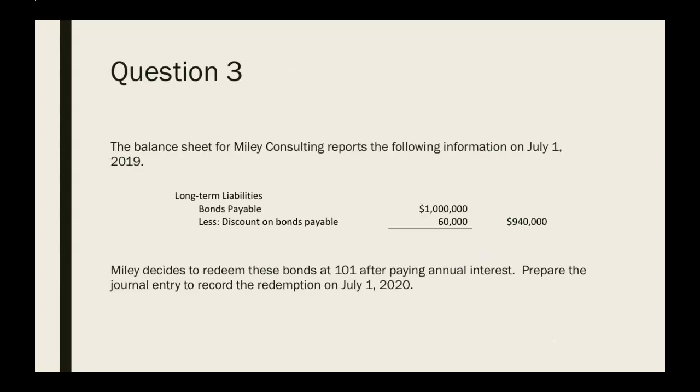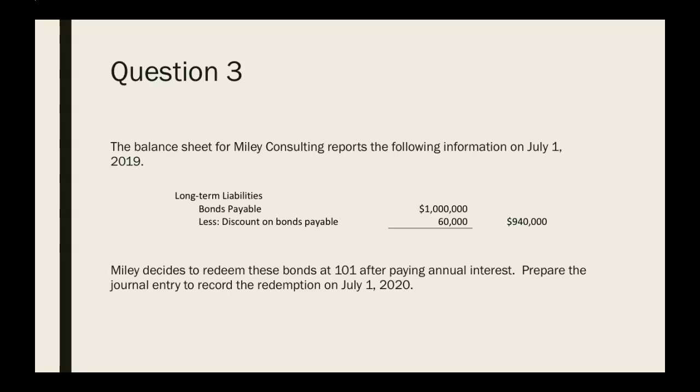Now, in this next question, we're told that the balance sheet for Miley Consulting reports the following information on July 1st. So, on our balance sheet, we had bonds payable of $1 million. We still had $60,000 of a discount on our books. And then you'll see that $940,000. That $940,000 is called the carrying value. It's sort of like the book value of your bond. So on our books, that bond is worth $940,000, which we get by taking our bonds payable and subtracting out that discount.